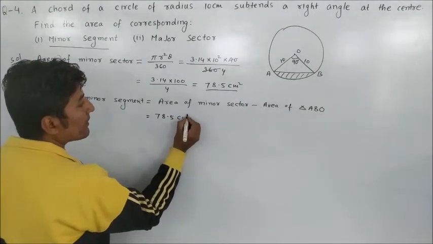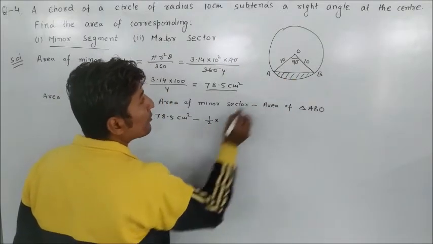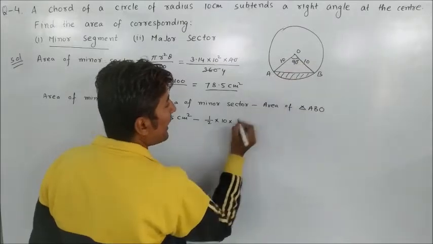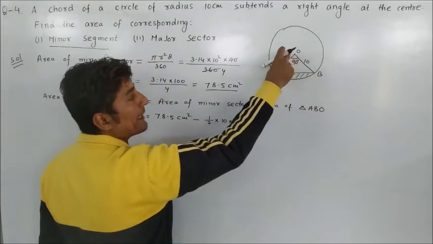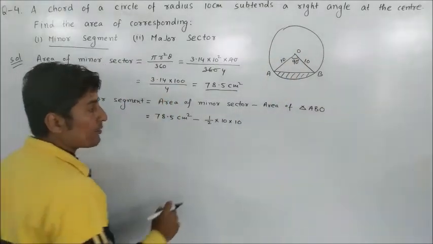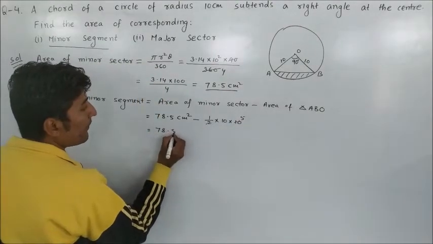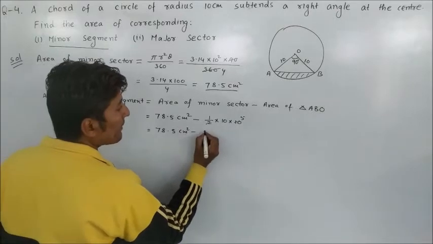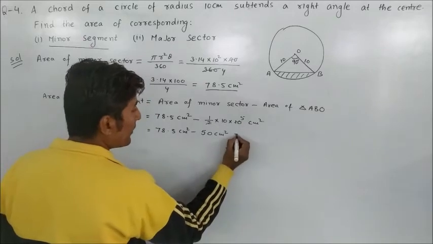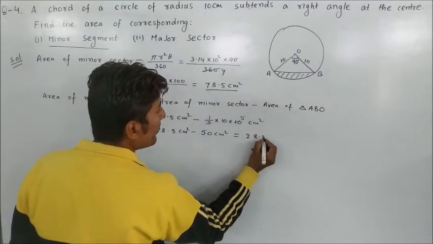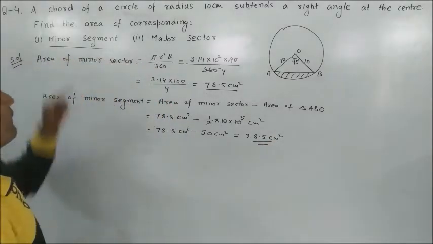78.5 centimeter square minus area of triangle ABO we can write here 1 upon 2 into base 10 and corresponding height we can take 10. Since we are having the angle of 90 degree, then one arm will be taken as base while the second arm can be taken as corresponding height. So here we can have 78.5 centimeter square minus 50 centimeter square. And after solving this one, we will have 28.5 centimeter square. So this is the solution of the very first question, area of minor segment.